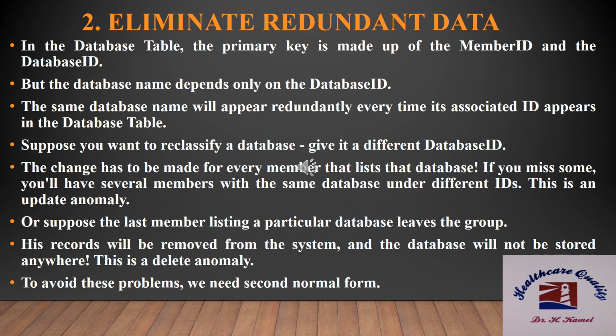Suppose you want to reclassify a database. Give it a different database ID. The change has to be made for every member that lists that database. If you miss some, you will have several members with the same database under different IDs. This is an update anomaly.